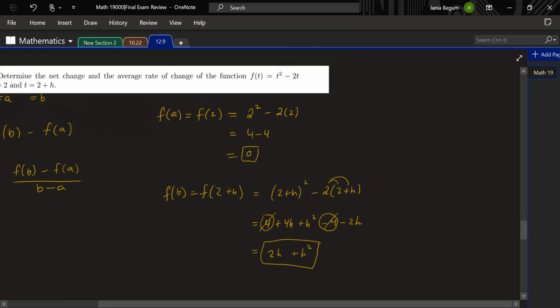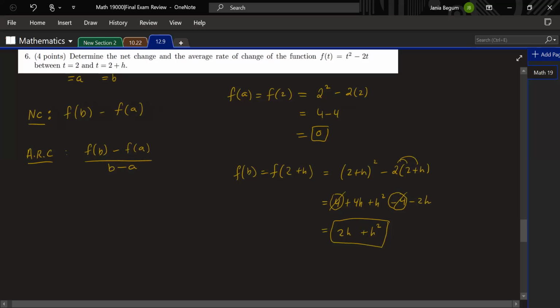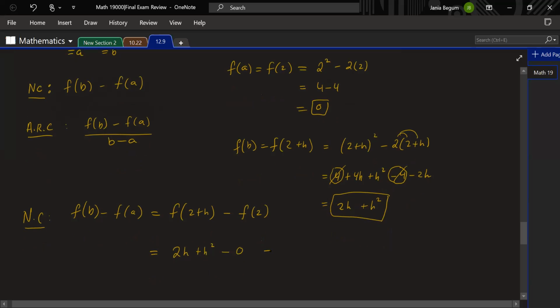So now we're ready to plug these into our formula. So net change is going to be the difference between the function values, f of b minus f of a. Our f of b is f of 2 plus h, and our f of a is f of 2. So we have f of 2 plus h, that happens to be 2h plus h squared, and f of 2 is 0. So that's that. Now again, when you write the answer, it's just 2h plus h squared, because minus 0 is really nothing. So that's our net change.